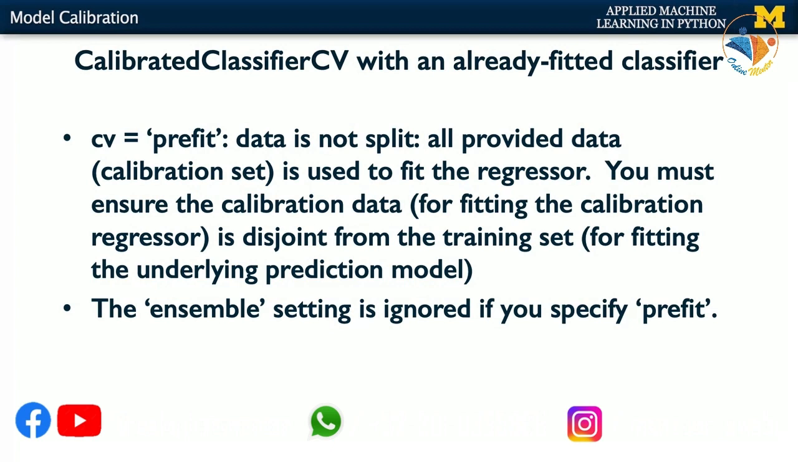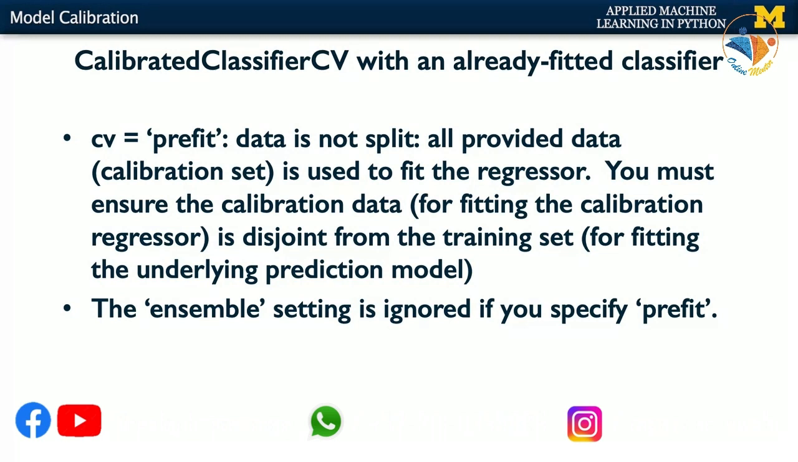So let's start with a scenario where you've already fitted a classifier, like a logistic regression classifier or a support vector machine, and you don't want to fit it, you just want to correct the output scores or probabilities so that they're well calibrated. In this case, there's a parameter to CalibratedClassifierCV called cv that indicates the method you want to use for cross-validation.